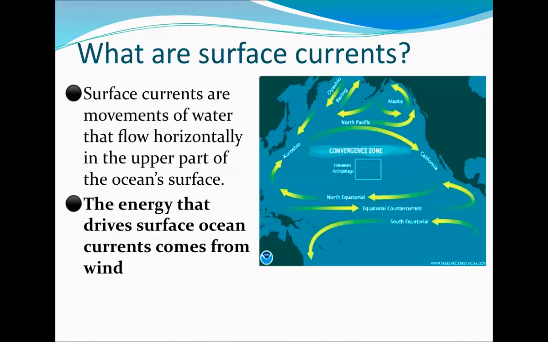So what are surface currents? Surface currents are movements of water that flow horizontally in the upper part of the ocean's surface. So they flow horizontally. Think of the horizon. And they flow in the upper part of the ocean surface. The energy that drives the surface ocean currents comes from wind, because think about the wind, that's going to touch upon the surface of the water.